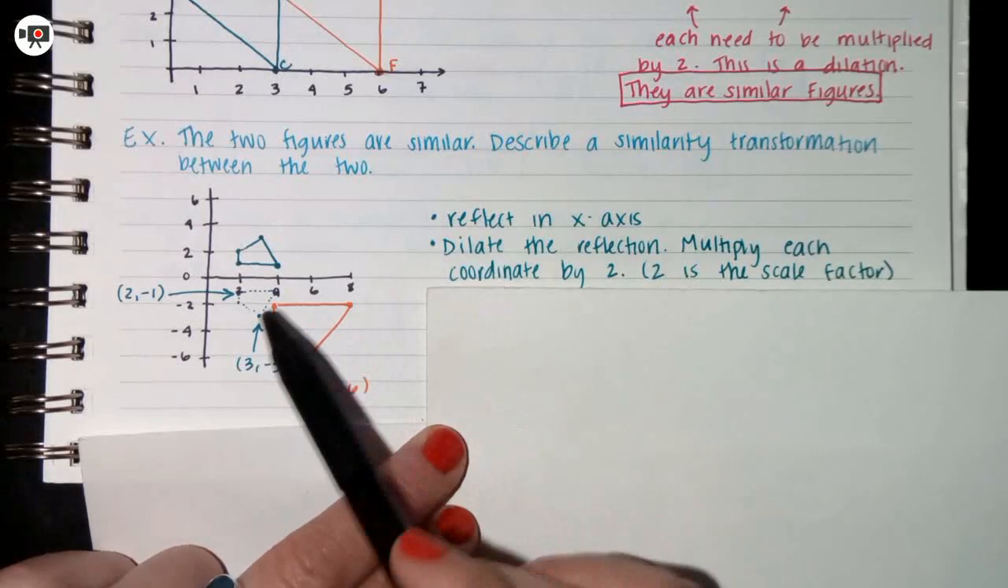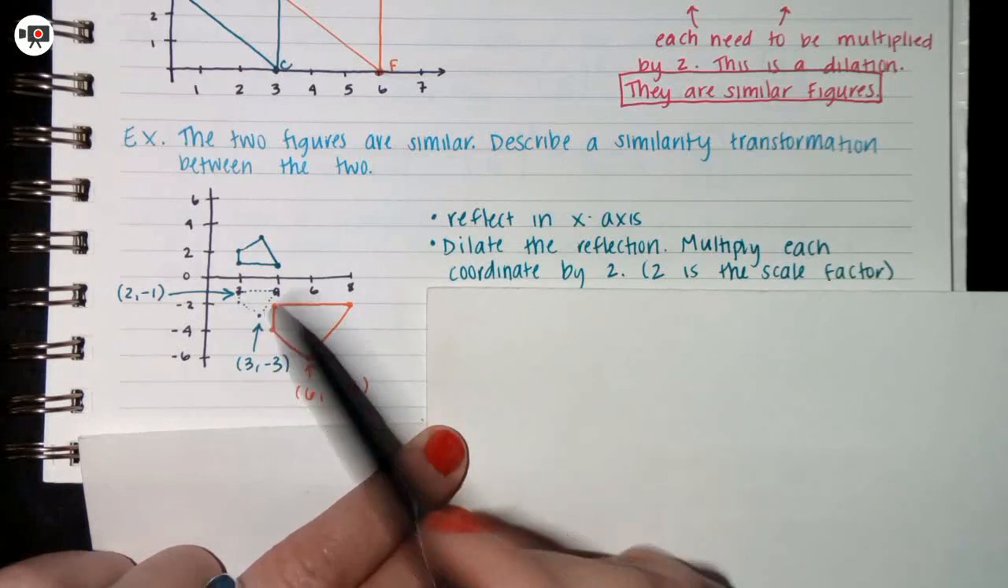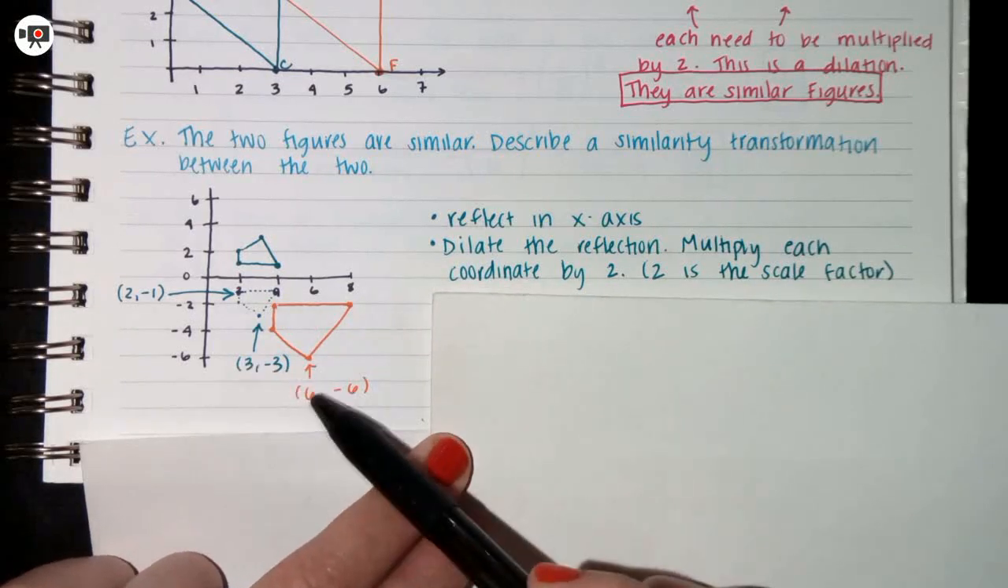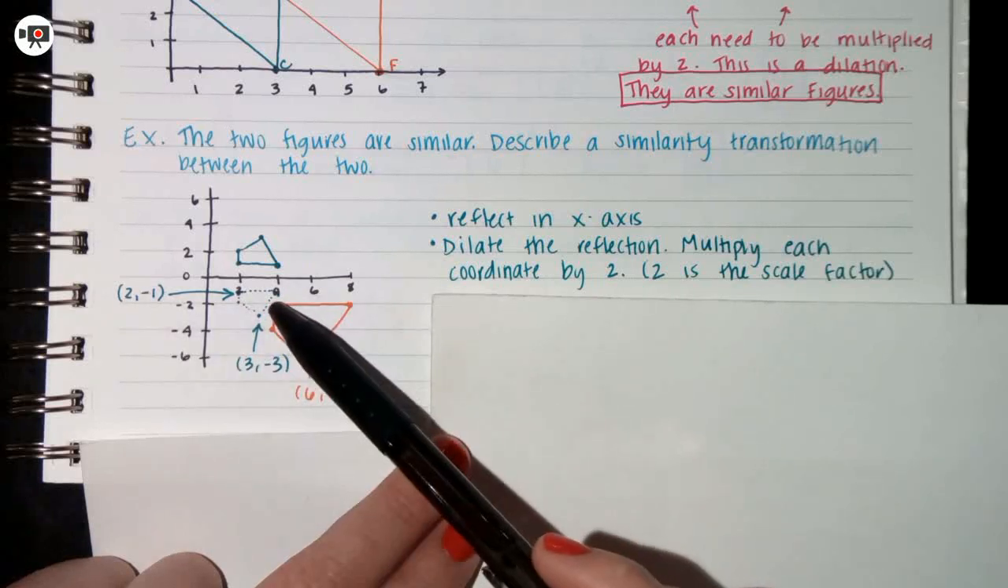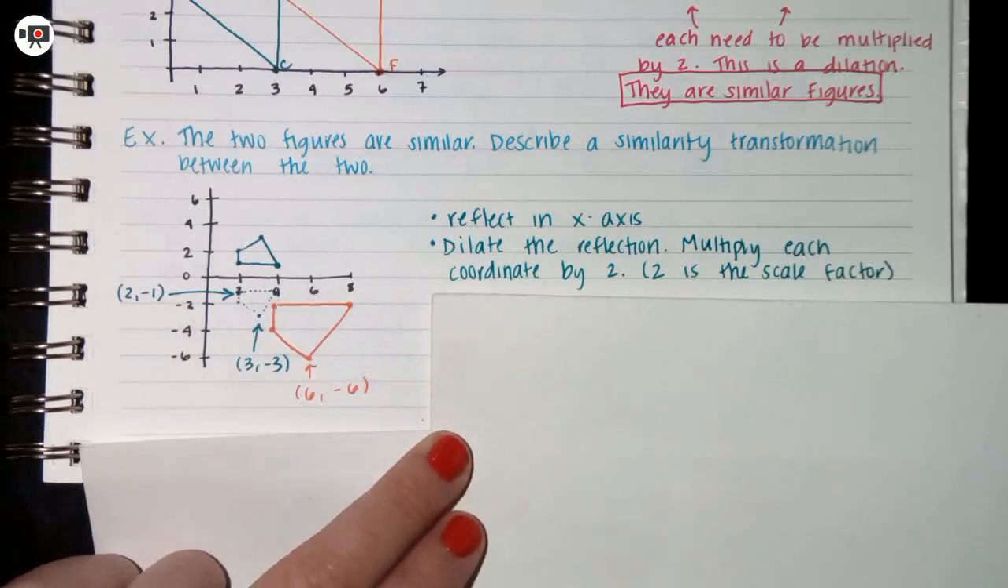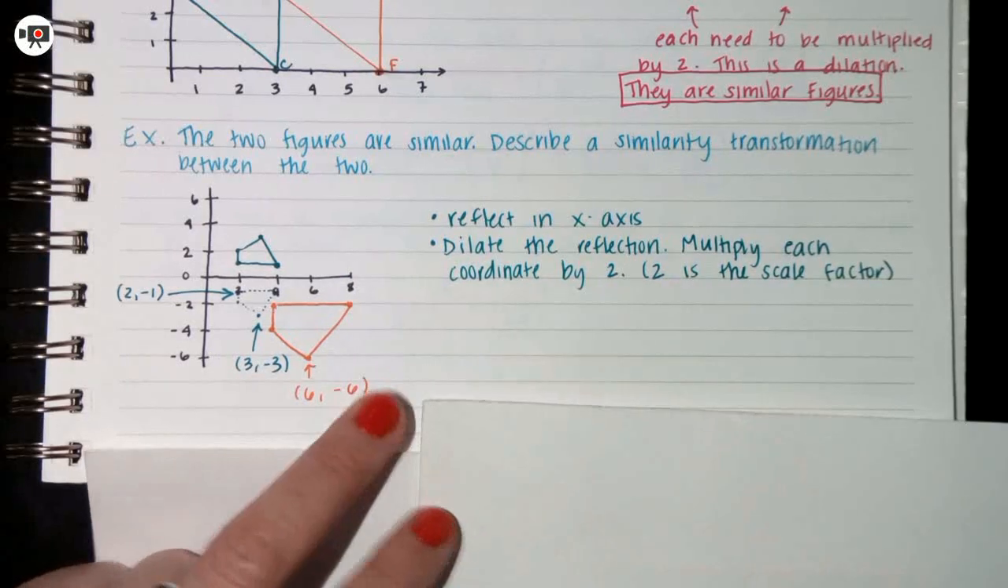So that is a reflection, and then we're going to dilate that reflection. We're going to go from 3 to 6, multiply by 2, and then to go from 2 to 4, we'll also multiply by 2. So scale factor is 2.